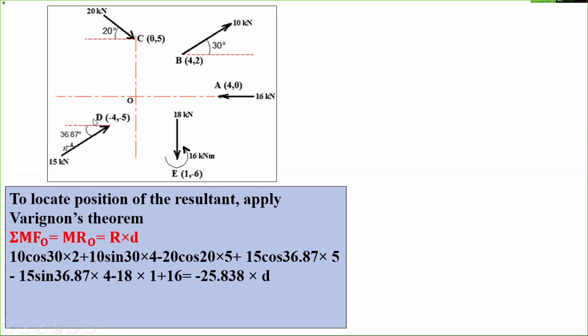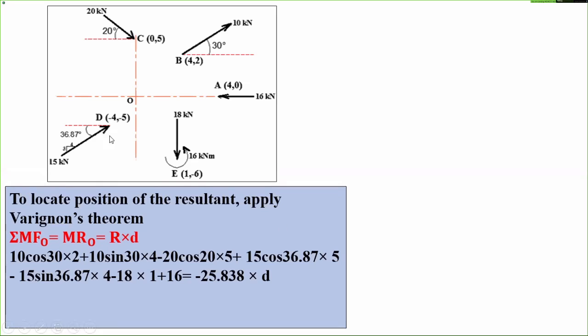The distance between the point O and this x component is nothing but the y coordinate, and that y coordinate is nothing but 5 over here. And its moment about O, if you consider here, just observe this is the x component over here. Its x component is going to produce an anticlockwise movement. Anticlockwise movement is considered to be positive. So 15 cos 36.87 into perpendicular distance is 5.